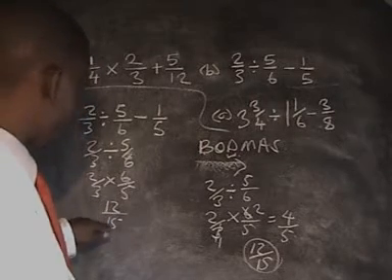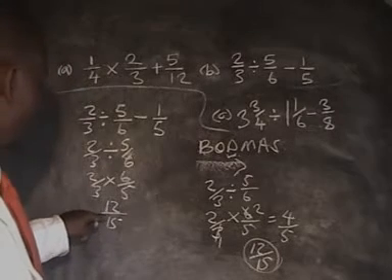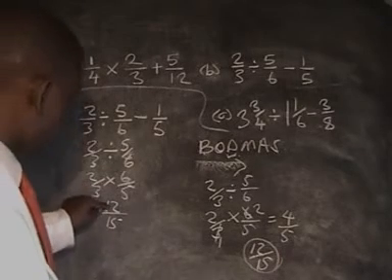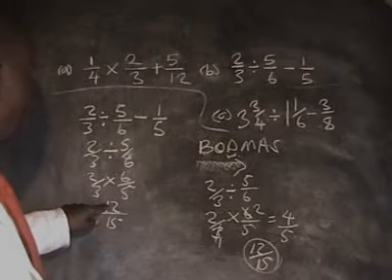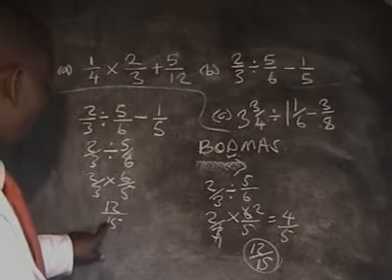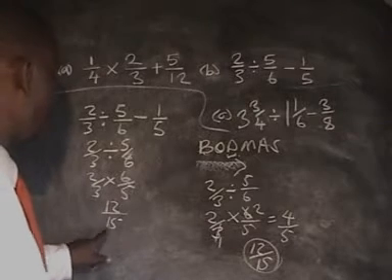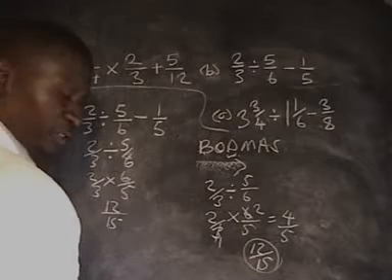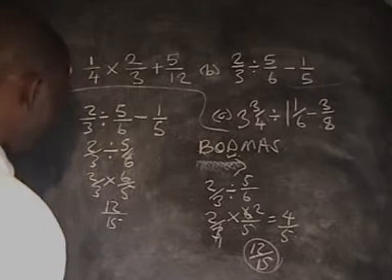So this 12 over 15, you divide 3 into 12 so that you get a 4, and 3 into 15 so that you get a 5. So 12 over 15 is the same as 4 over 5. I'm sure you have seen how I have arrived at that 4 over 5.